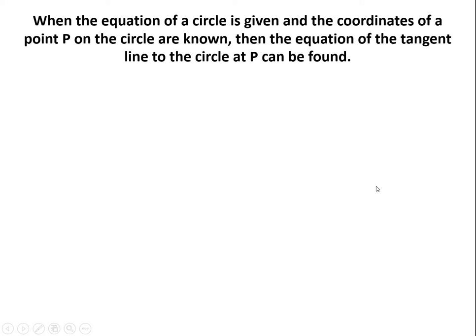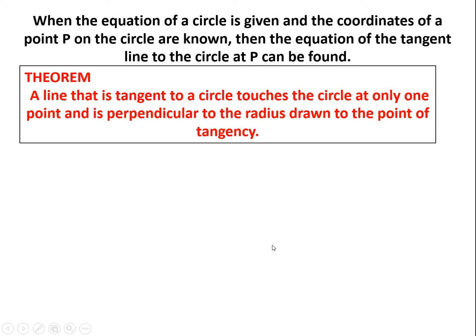When the equation of a circle is given and the coordinates of the point P on the circle are known, then the equation of the tangent line to the circle at P can be found. This is a theorem: a line that is tangent to a circle touches the circle at only one point, and it is perpendicular to the radius drawn to the point of tangency. So let's have example number 3.